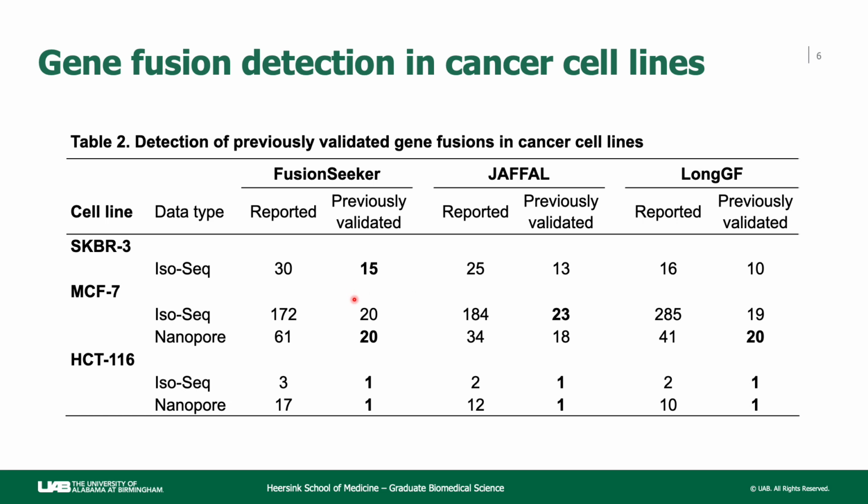And we do have some events that are missed by FusionSeeker but somehow detected by JAFFA and LongGF, and we did look into those events and see what the reasons are that FusionSeeker did not capture them. It turns out that all of those events are supported by only 1 or 2 reads in the long-read dataset, and FusionSeeker was able to identify those raw signals, but they were discarded during the clustering process as outliers because too few evidences are there to support them.